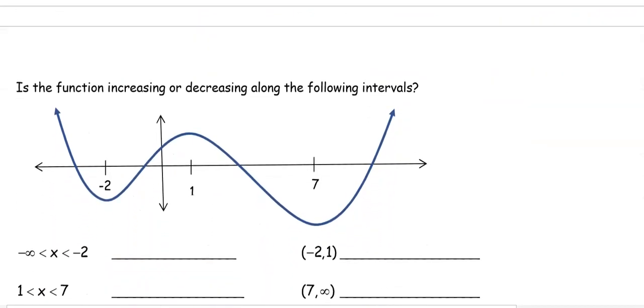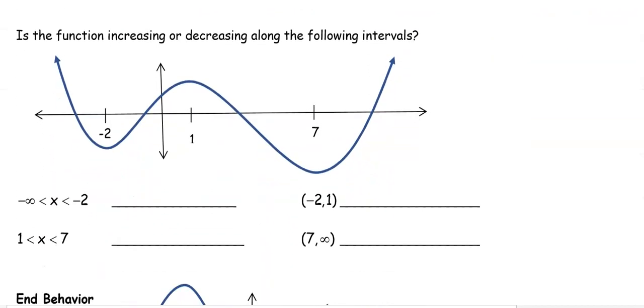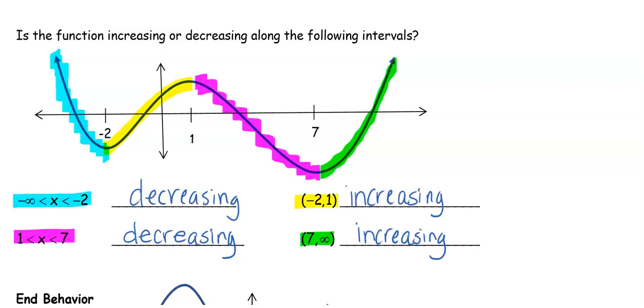All right, back page. It is now your turn again. I want you to look at your graph that you are given, and for each of these 4 intervals, I want you to press pause and tell me whether it's an increasing interval or a decreasing interval. Don't forget to press pause, press play when you are ready to go. All right, let's see how you did.